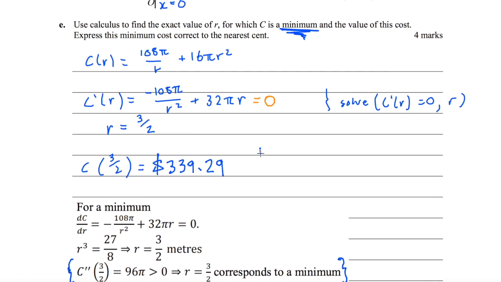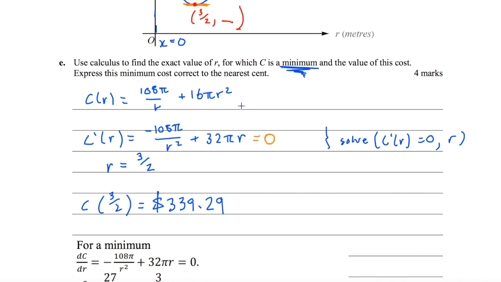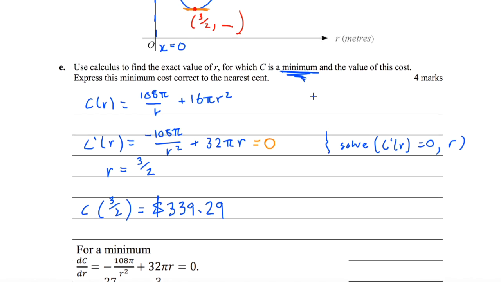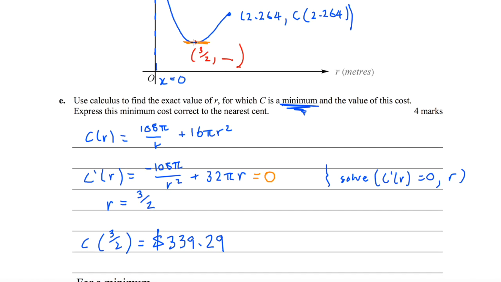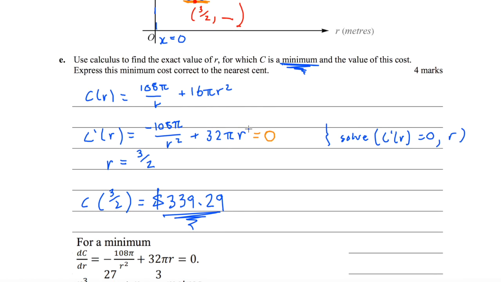So we can conclude that the cost of the yurt will be a minimum when the radius is 1.5. And when the radius is 1.5, the cost to build the yurt will be $339.29. So there you go.